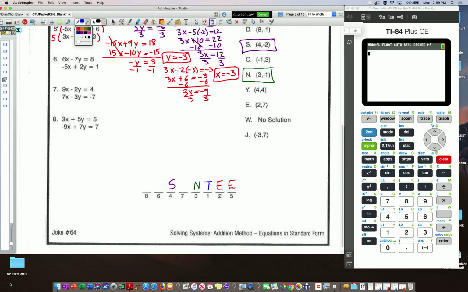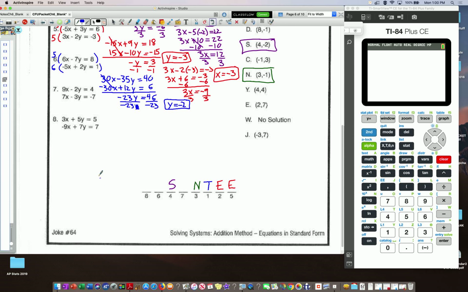All right, number 6, kind of the same process. These last ones, we're going to be squeezing here, but we're going to multiply. I'm going to try to get rid of the x's. If I multiply this by 5 and this by 6, I'll make it 30 and negative 30. So the first equation would be 30x minus 35y equals 40, and then negative 30x plus 12y equals 6. So now I'm going to add those equations together. Cross out, negative 23y equals 46. Divide by negative 23. Whoops, not the y, sorry. Negative 23. Y equals negative 2.